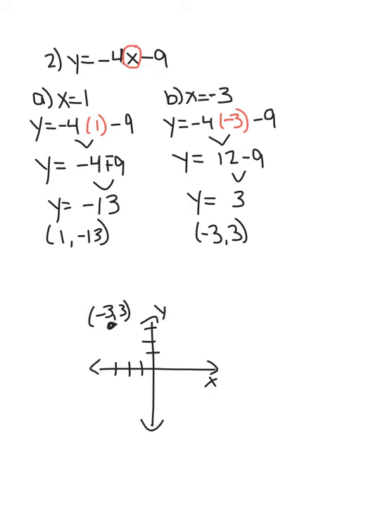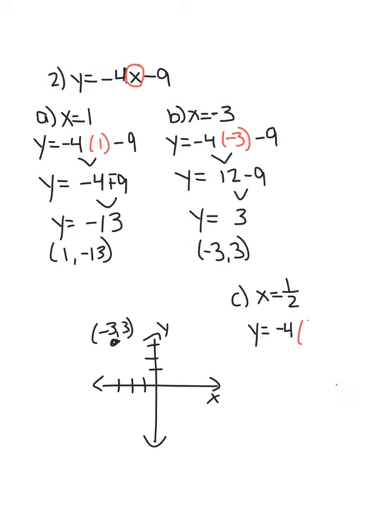All right, let's do one more on this problem here. So I'm going to do C right here, down by my graph. Let's do x equals 1/2. Whoa, let's make x a fraction, right? X can be a whole number, x can be a fraction, x can be a decimal, x can be anything we want it to be. So I have y equals -4 times 1/2 minus 9. So here we go.